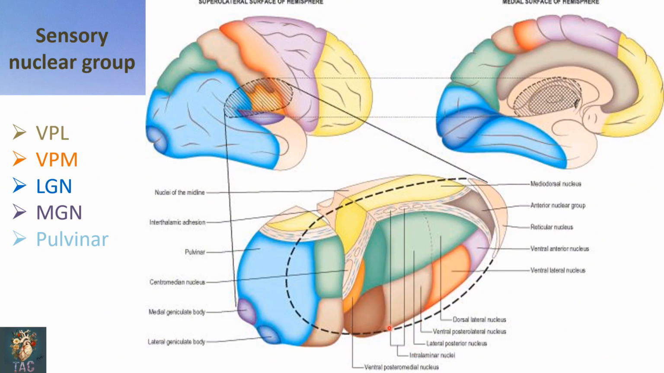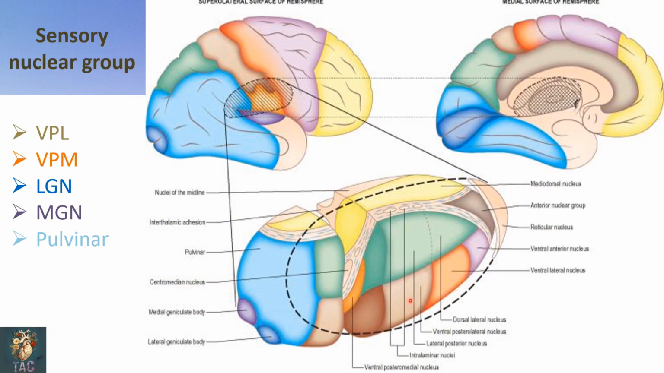This ventro-posterolateral nuclear group basically receives information from two tracts, that is the spinothalamic tract and the dorsal column medial lemniscus system. So it takes all the information about pain, touch, temperature and proprioception, and then all this information is sent to the primary somatosensory cortex over here. So the ventro-posterolateral nuclear group is related to the primary somatosensory cortex and receives information from the spinothalamic tract, both anterior and lateral, and also from the dorsal column medial lemniscus system.